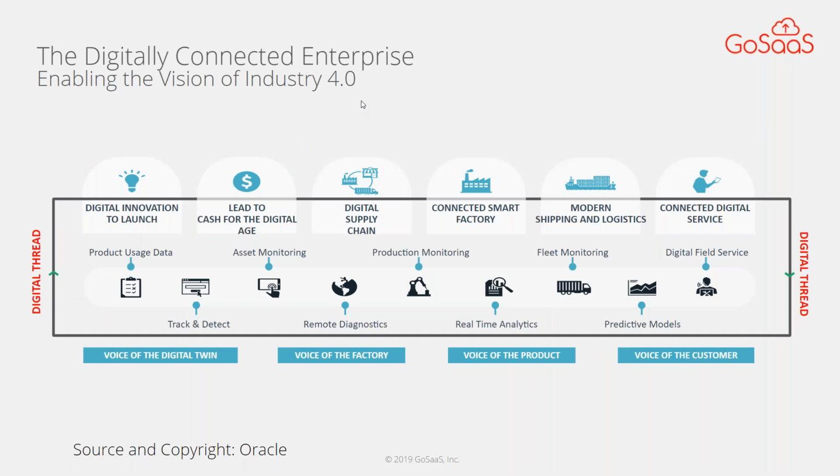Drilling down a bit more into this, the digitally connected enterprise for 4.0, you can see from the left to the right, we've got the digital innovation to launch, lead to cash for the digital age, and digital supply chain. That's bringing in asset monitoring, remote diagnostics, product production monitoring, a fully connected smart factory where you can do your real-time analytics, shipping and logistics, so you can do your fleet monitoring, and you can get into predictive models, as well as the connected digital service, digital field service. And this is what we're going to be talking about today.